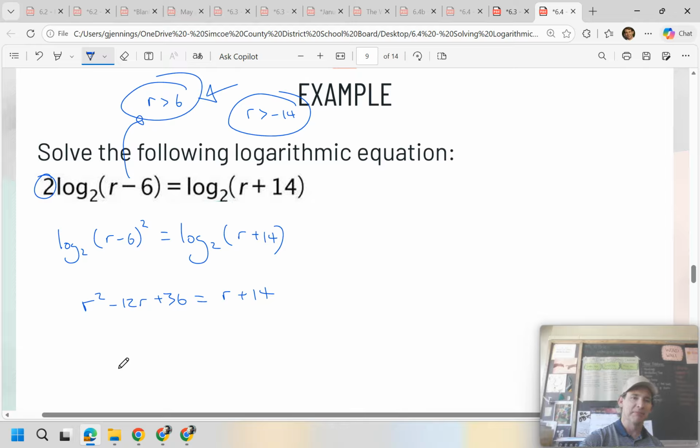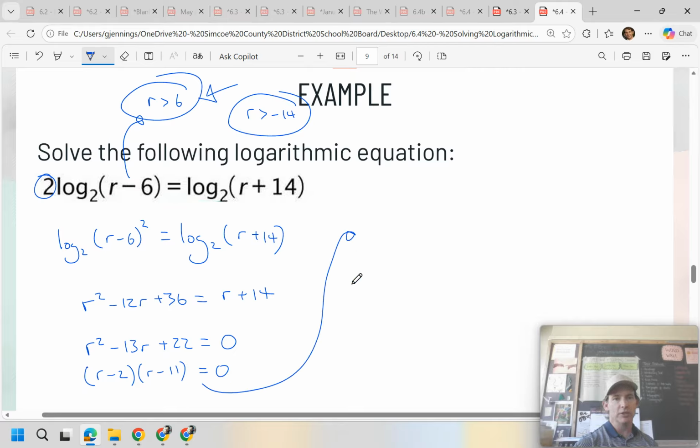And then you can just make it equal to 0. So we have r squared minus 13r plus 22 equals 0. What values of r make that true? Well, 11 and 2. Yes, so we have r minus 2 and r minus 11 is our factorization.